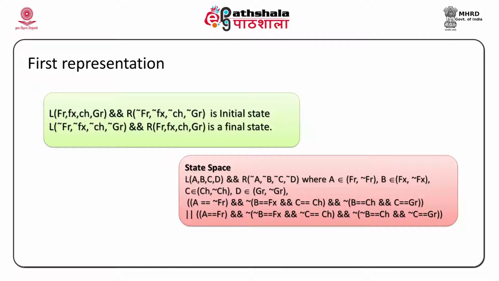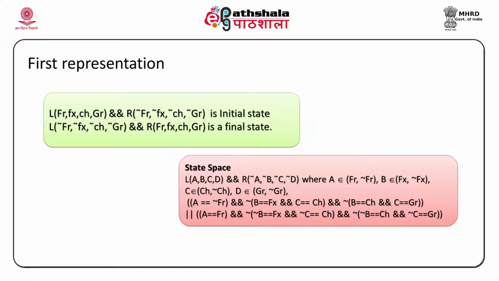Let us look at the state space. Now, state space is a little clumsy in the sense that we write a lot, like L, A, B, C, D. Now, A, B, C, D is what? A is farmer or not farmer. B is fox or not fox. C is chicken, not chicken. D is grain, not grain. Okay. So, L is this and R is exactly opposite to this, and that is very important. If the farmer is on the left hand side, he cannot be on the right hand side. Where A belongs to farmer or not farmer, B belongs to fox, not fox, and so on and so forth. So, what does that mean? That means that each one of the items is either on the left hand side or the right hand side. This is precisely what this particular statement says.